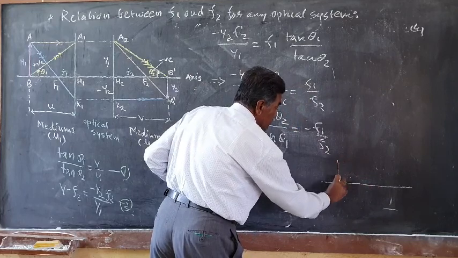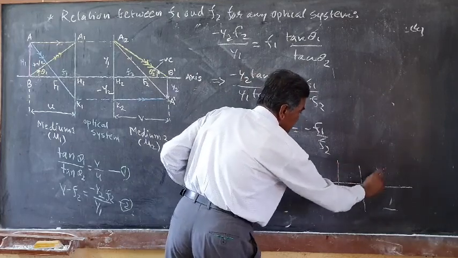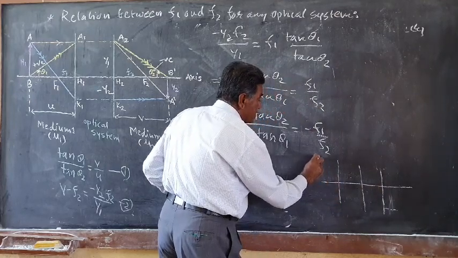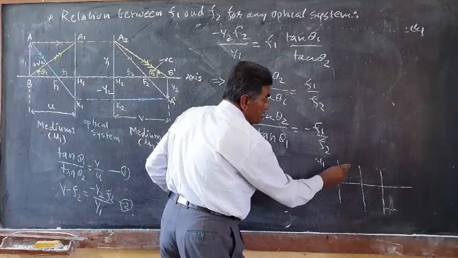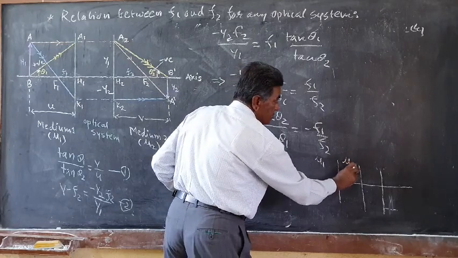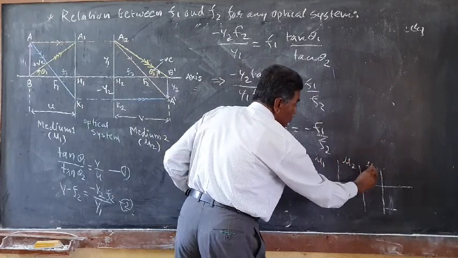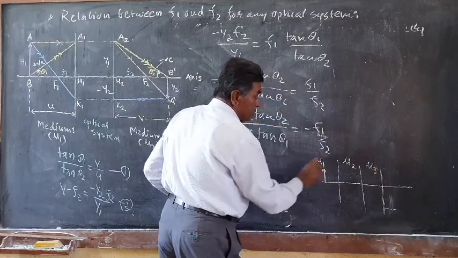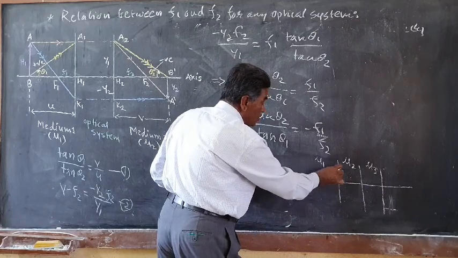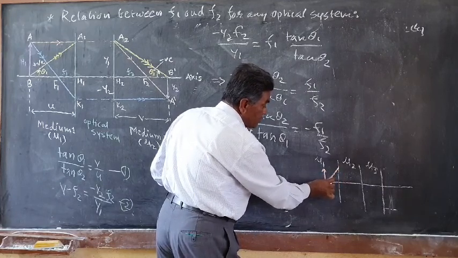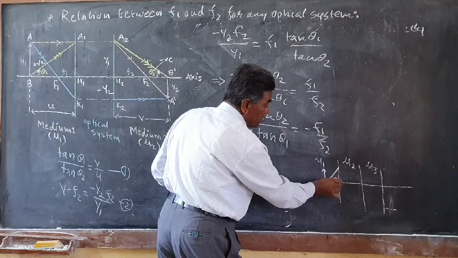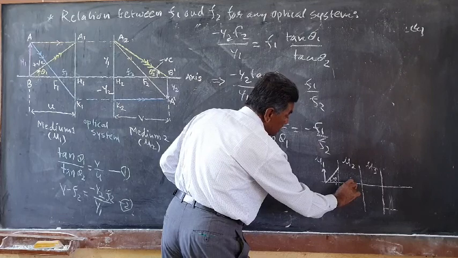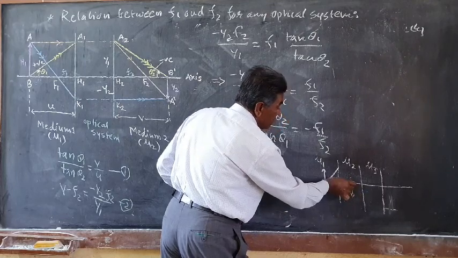and this is the optical system. Here this is medium 1, which we can represent with refractive index mu1. This is medium 2, represented by refractive index mu2. Here is mu3, and so on. If the object is placed here, and we draw a line which makes an angle theta 1, we get an image somewhere here.